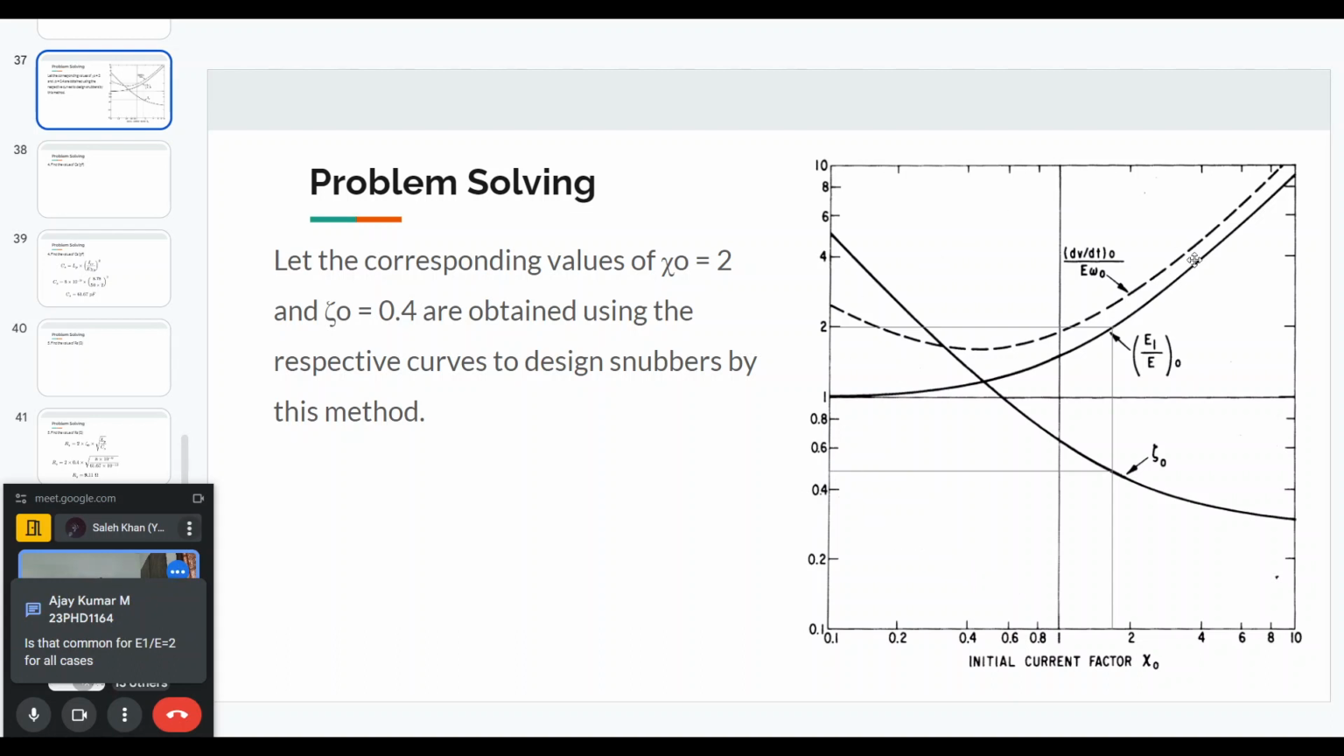That is why this whole thing is given in normalized terms. If E1 by E is given, independent of what the value of E is, E can be 50 volt or 100 volt, but once we have the value of E1 divided by E, we can use this graph to find these values. So for E1 by E equal to 2, this will be the value of zeta and chi for all cases.